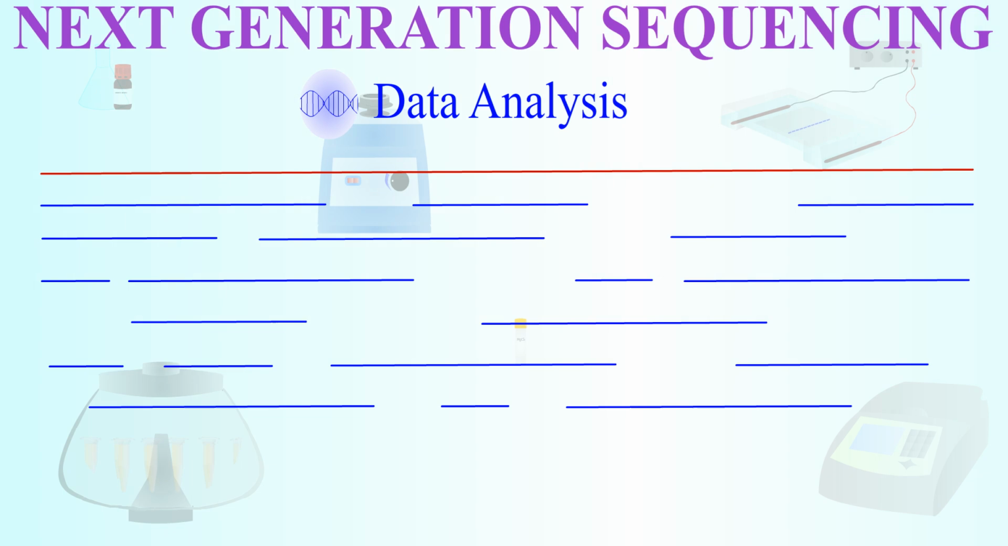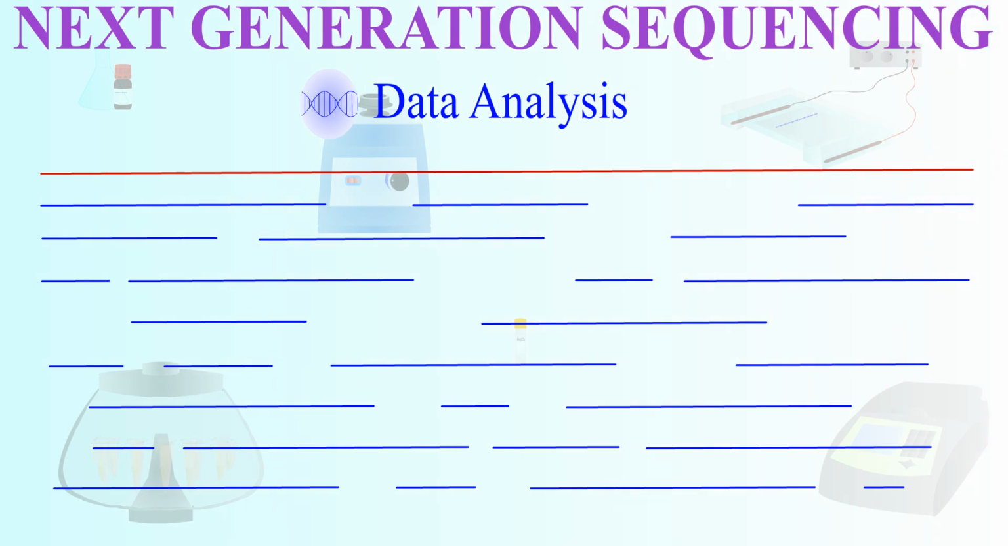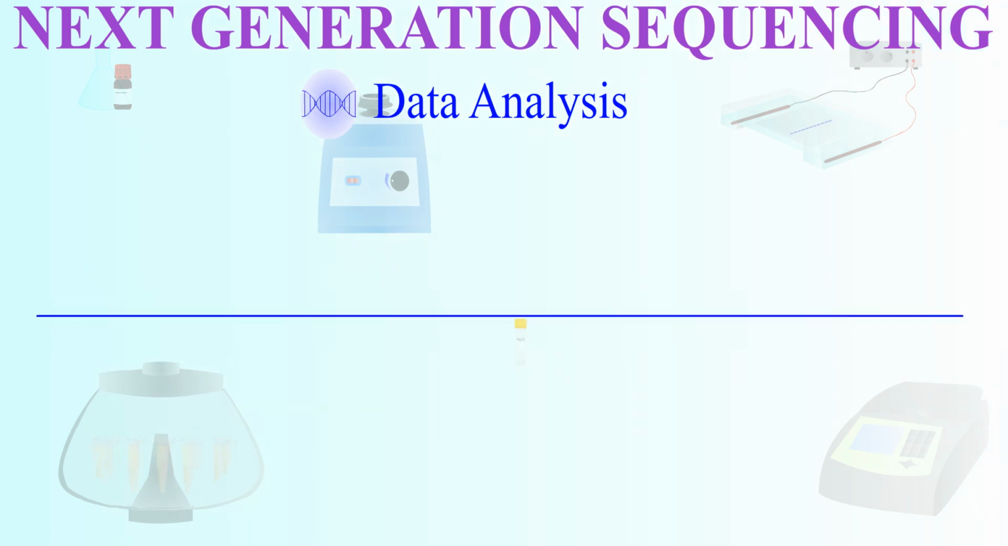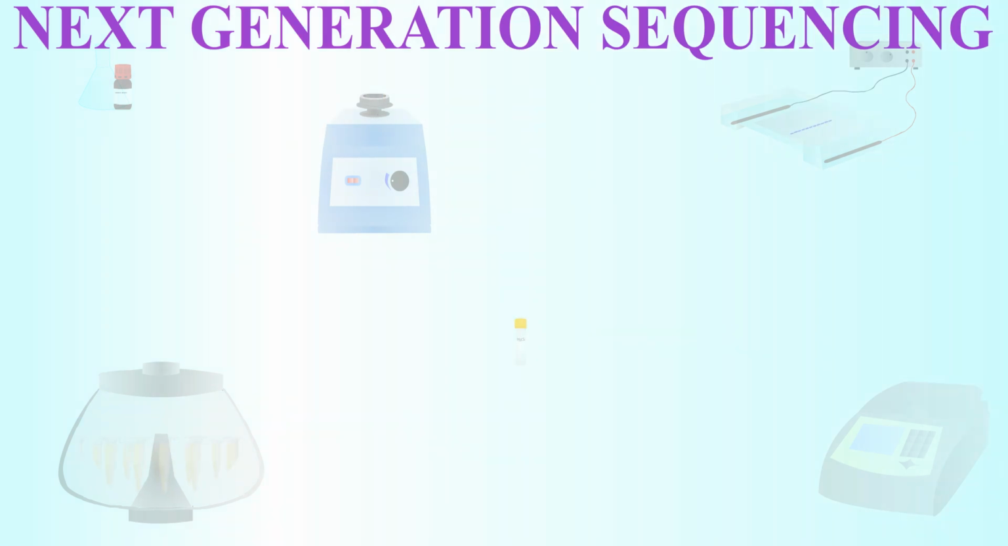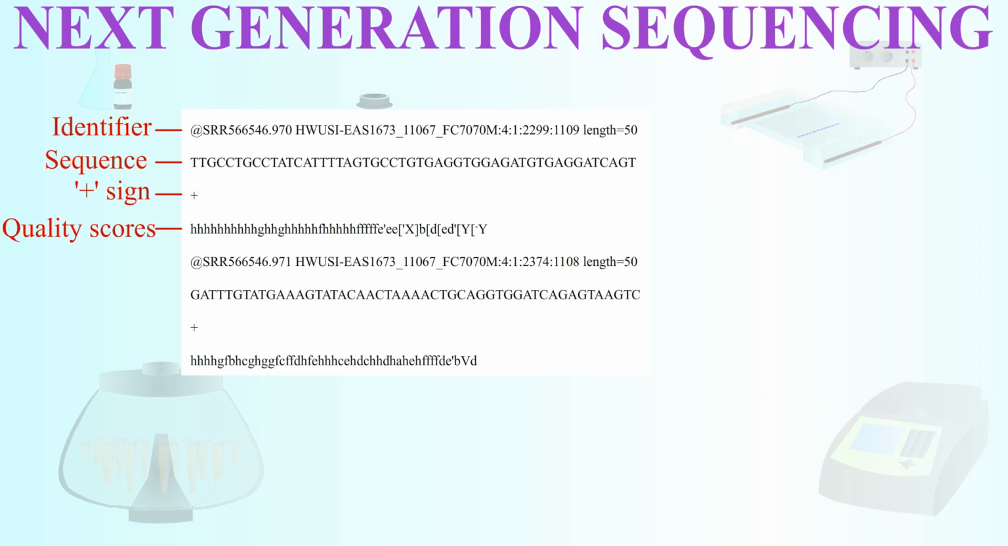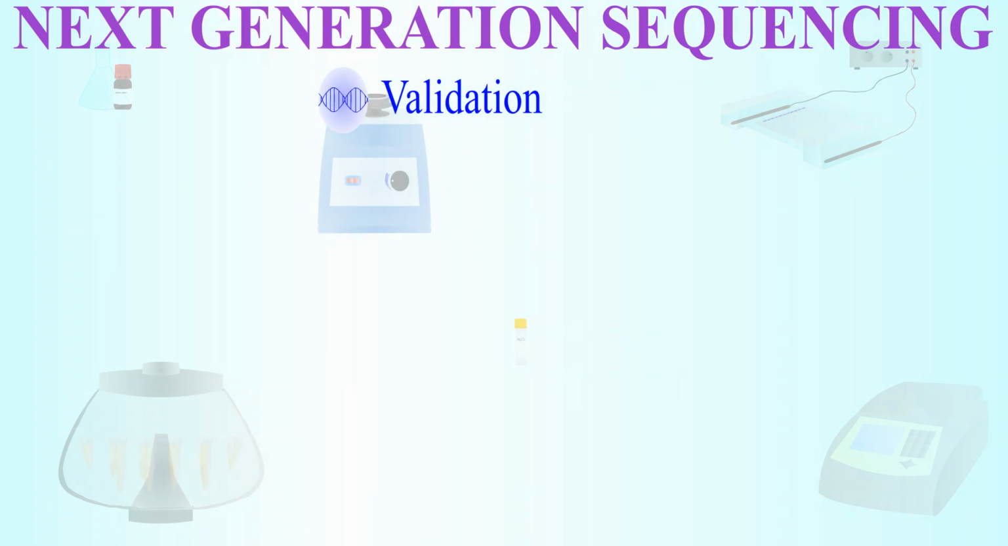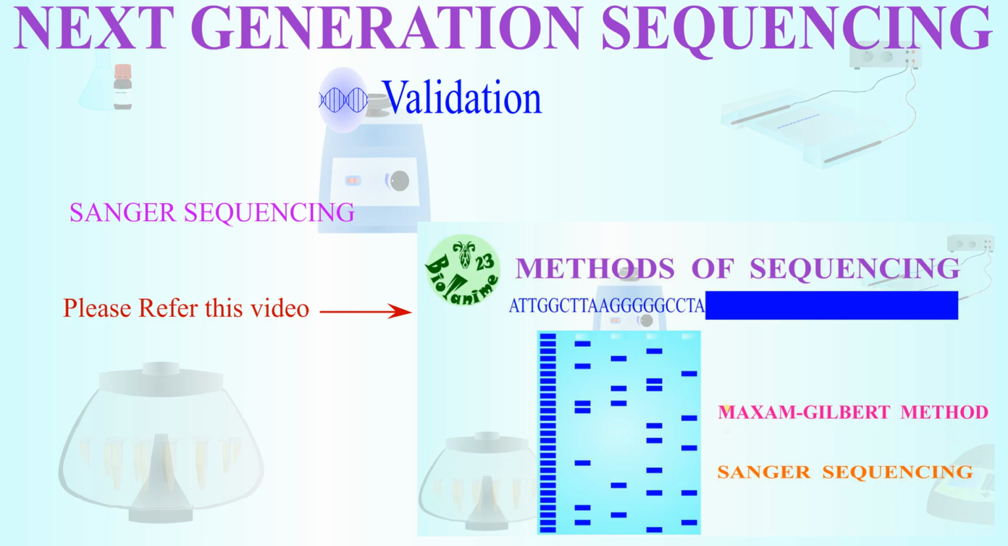The fourth step of NGS is data analysis. The resulting reads are either aligned to a reference genome to identify genetic variants or are assembled de novo for new sequences. The final output of the sequence data, provided as a FASTQ file, is used for various applications such as genomics, transcriptomics, clinical diagnostics, etc. Findings from NGS are often validated using traditional methods like Sanger sequencing to confirm important results, particularly in clinical settings.